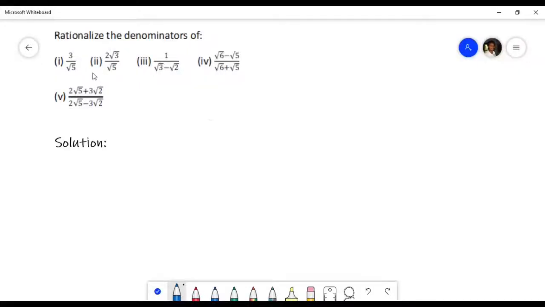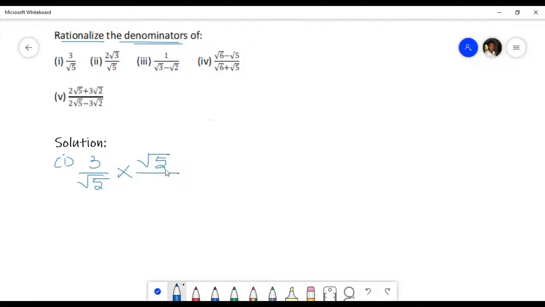We'll see how to rationalize the denominators. I'll explain 5 questions and help you solve them. See the first question, 3 by root 5. Remember that we are rationalizing the denominators, so we pick the denominator and multiply it with the fraction.